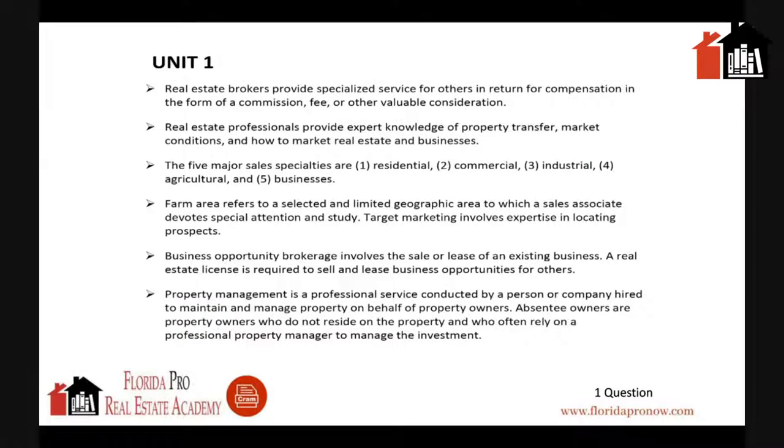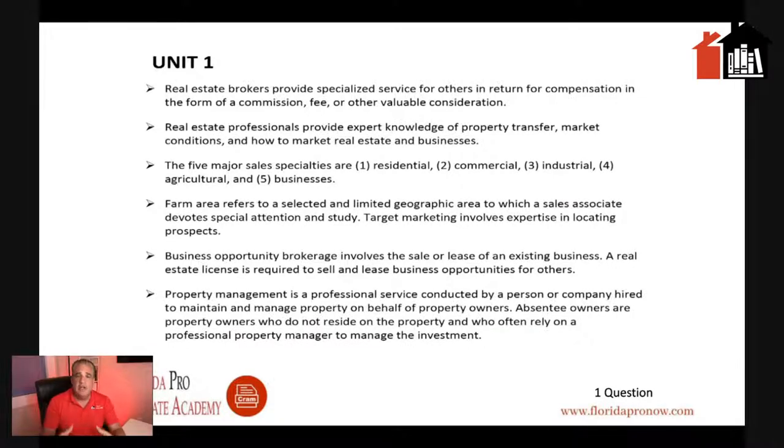Now, we also, in knowing the market conditions, we must know pricing. What are the prices? How are things working? We must be knowledgeable of this stuff at all times, okay? People are going to look to us to provide them with that knowledge. So again, property transfer, market conditions. Those are going to be 2 things.